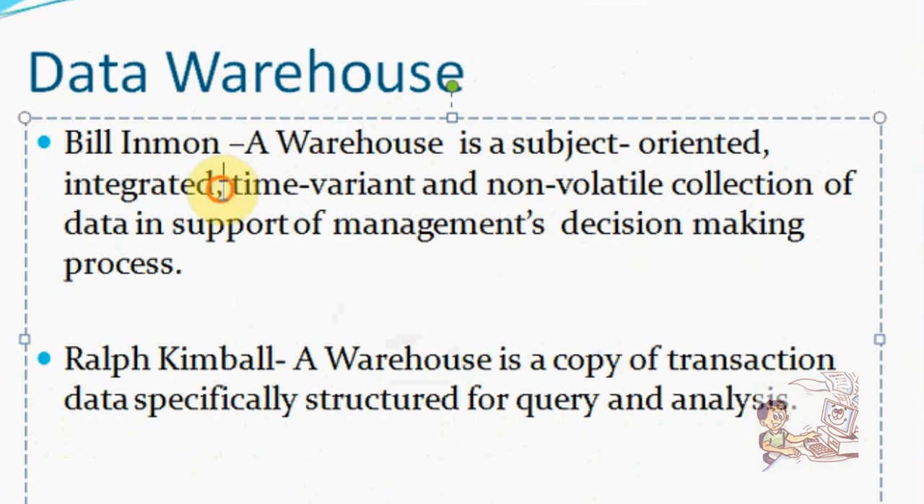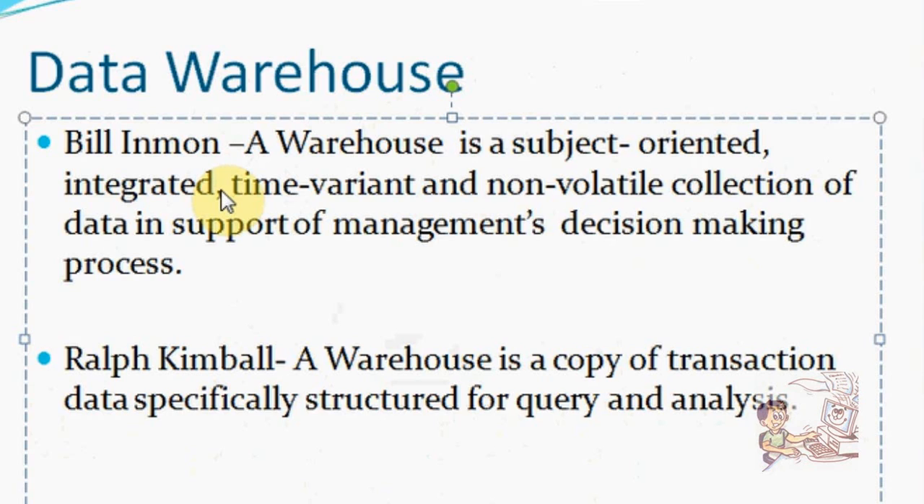And integrated, as already discussed: the bank contains different branches, and in different branches they use different sources, so we can integrate the data into a single location. And time variant is very important. When you have the time dimension, only then can we compare the data and identify profits and losses in your business.